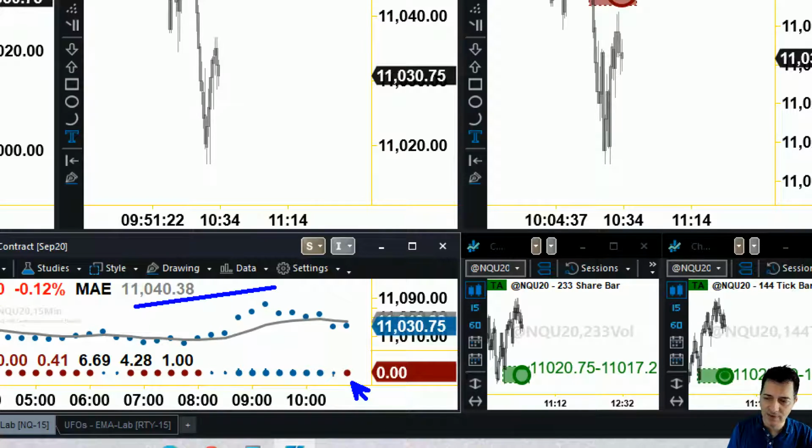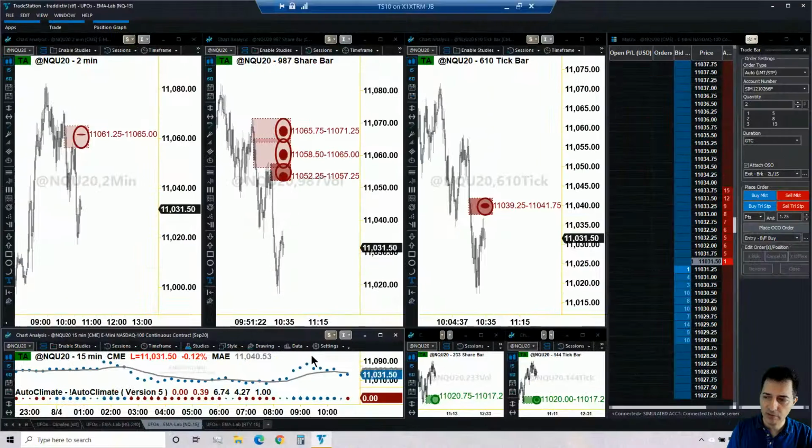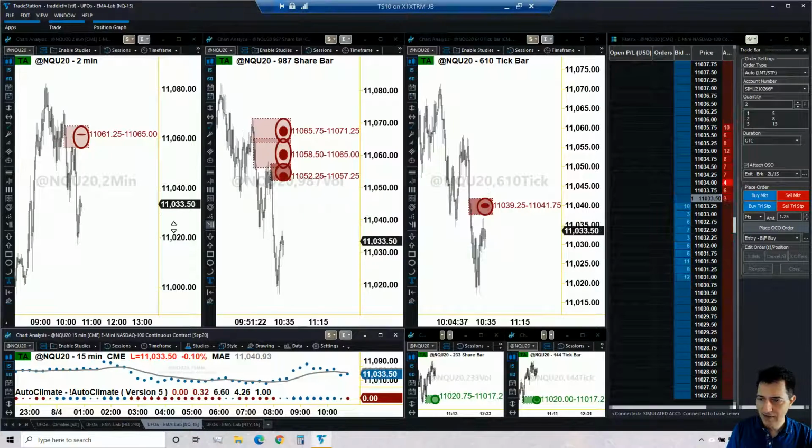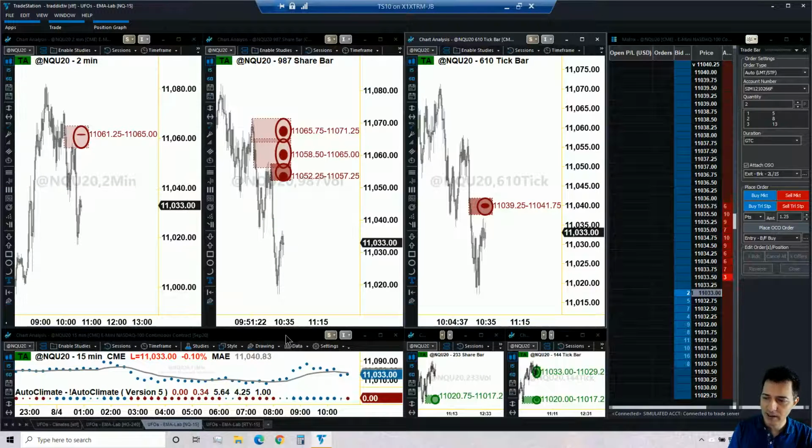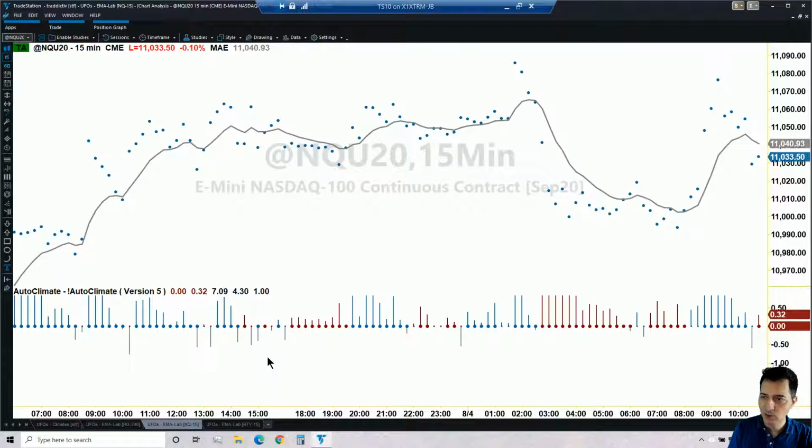Reference point is 11,040.38. So 11,040 is here, and there is no UFO. 11,040 is here, there is no UFO. 11,040 is here, and there is indeed a UFO. So my friends, we do have a trade to be planned and executed with the Nasdaq.